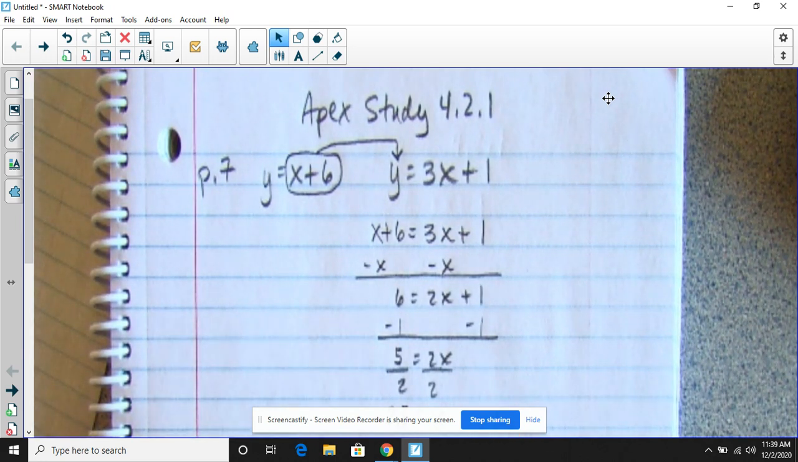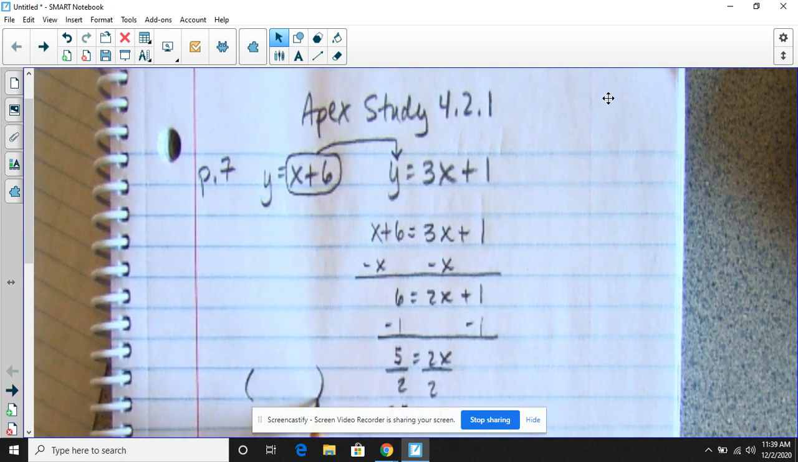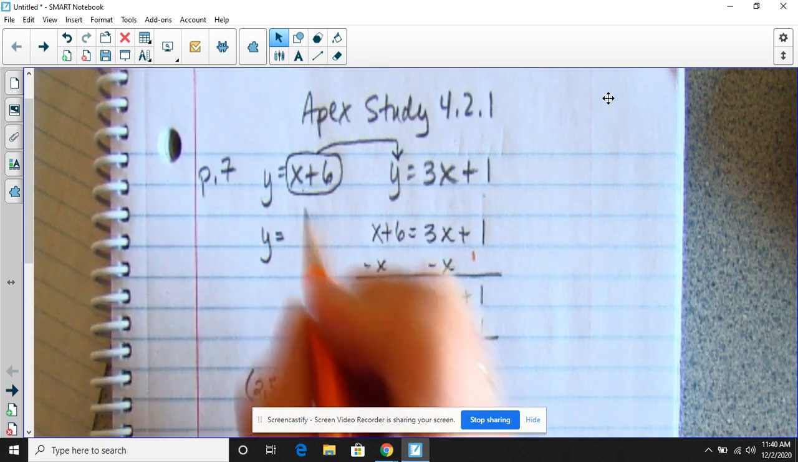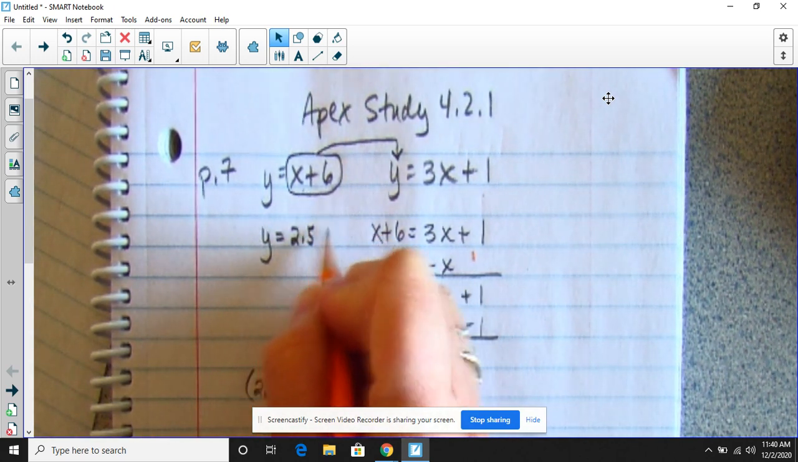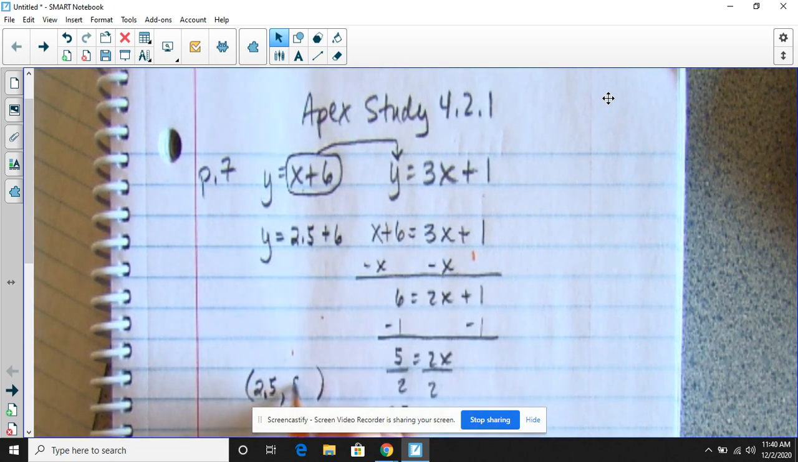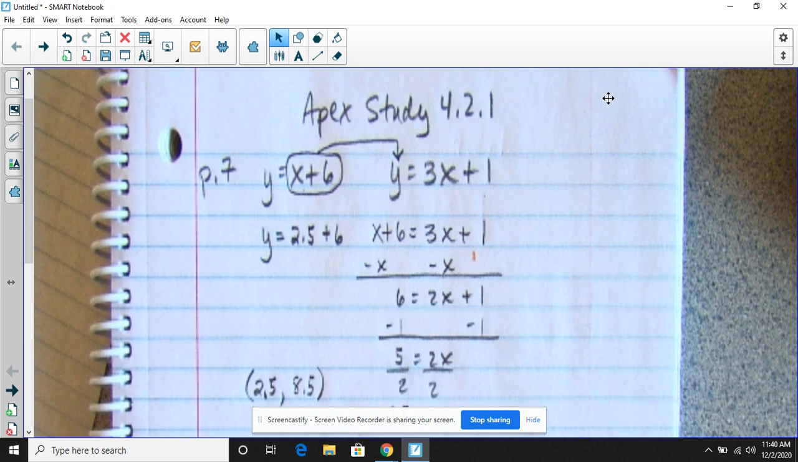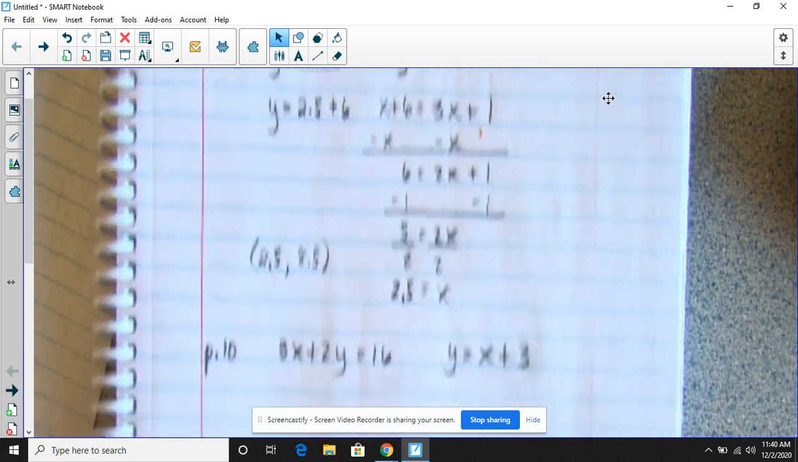And then remember, we're finding an ordered pair. So I can't just find the x, I also have to find the y. The x is 2.5. How do you find the y? Use either one of these equations. This one looks easier, so I'm going to use it. It says y is equal to x plus 6, and x is 2.5, so 2.5 plus 6 is 8.5. So that's where those 2 lines intersect, at 2.5 and 8.5, or (2.5, 8.5).